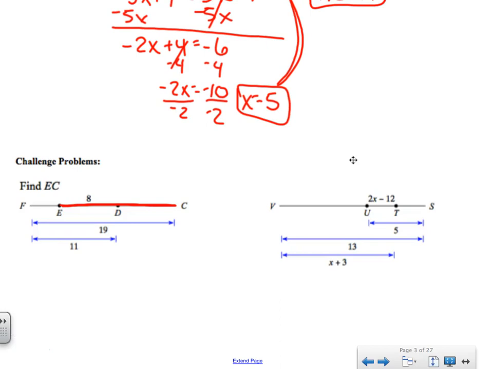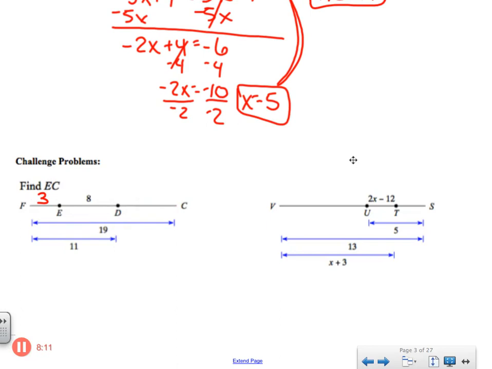So I know the whole thing is 19, and I know this piece is 11. So I'm going to go ahead and start with that 11 piece. So if that line that I drew was 11, and I know that part of it is 8, I can figure out what this remaining piece is right here. So 11 subtract 8 will give me 3. Okay, so I know that that missing piece, FE, is 3 now.